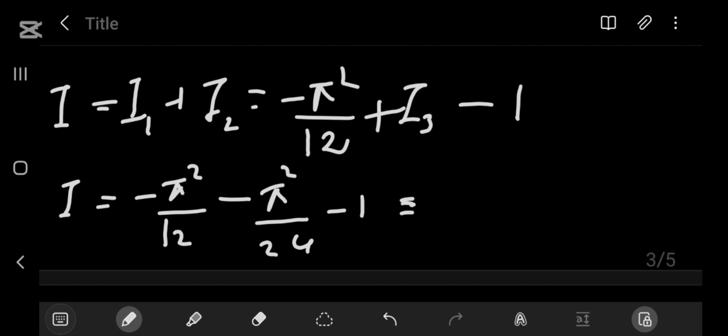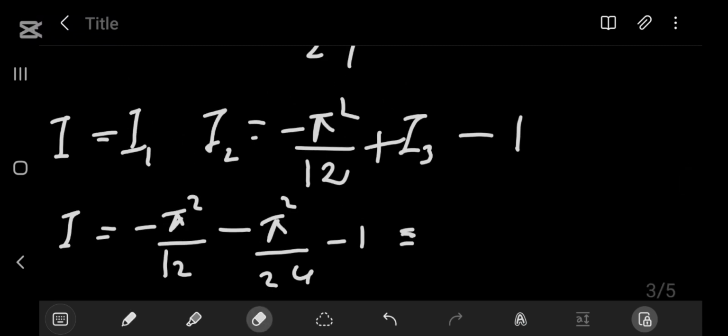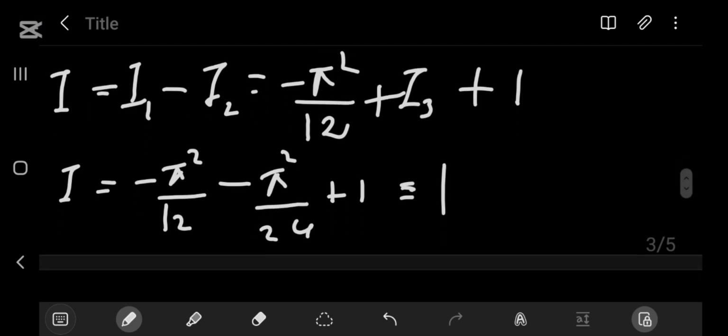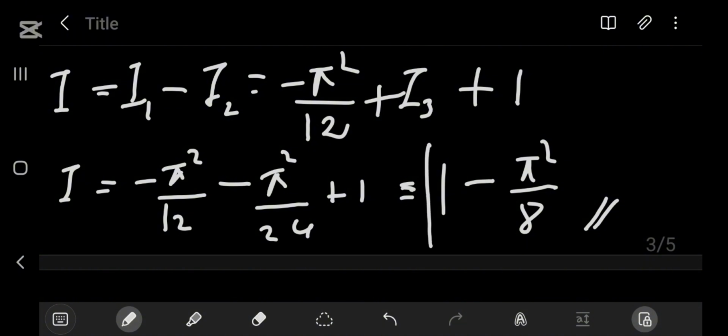I think something is wrong. It should be minus there. Terribly sorry about that. So minus into minus will get plus 1. So we have the final answer, minus pi square over 8. That is the answer.